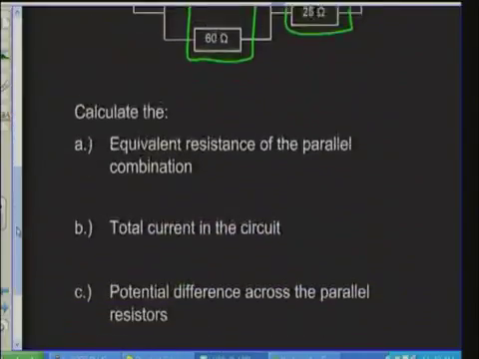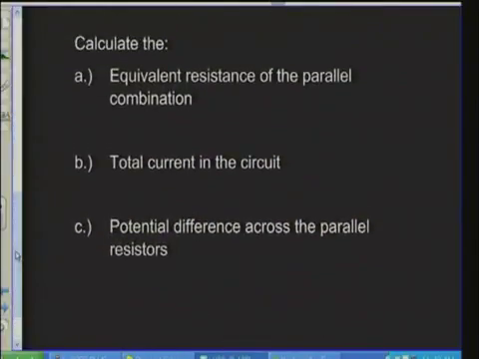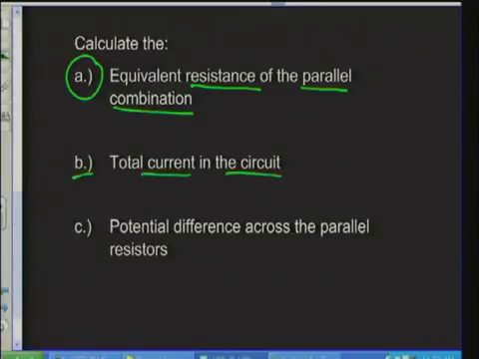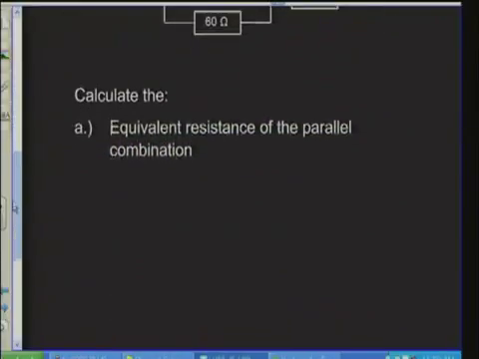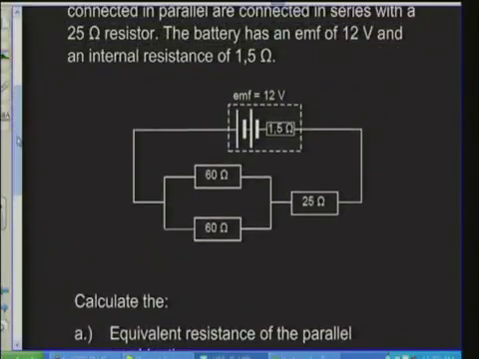Now let's just go through the questions quickly. 1, calculate A, the equivalent resistance of the parallel combination. We should be able to do that. B, calculate the total current in the circuit. From the given information, we should be able to do that as well. And C, the potential difference across the parallel resistors. We should be able to do that. Then moving on to actually working on those questions.